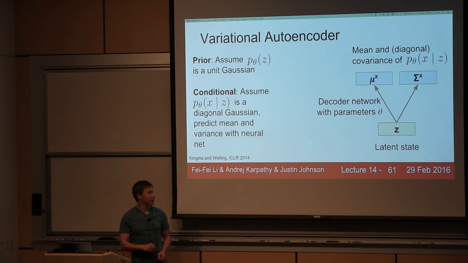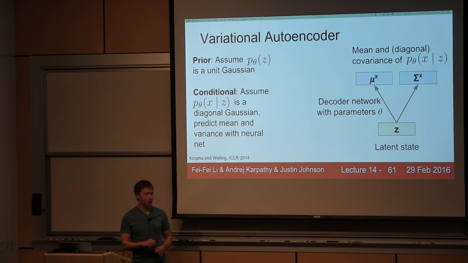Then we assume that that latent state will go into some decoder network, which could be some big complicated neural network. And now that neural network is going to spit out two things. It's going to spit out the mean of the data X and also the variance of the data X.